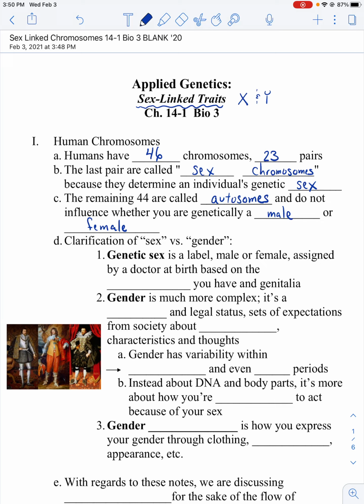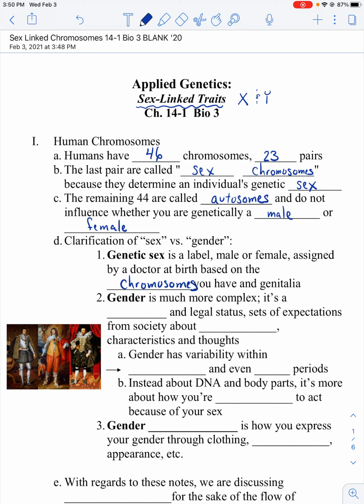Now, a clarification of the words sex versus gender. Genetic sex is a label, male or female, assigned by a doctor at birth based on the chromosomes you have and external genitalia. So when the doctor holds you up and you were born, they say, oh, we have a boy, or oh, we have a girl. Gender is much more complex, and we typically, inherently want to use these words interchangeably. However, they are not interchangeable. They are actually different concepts.